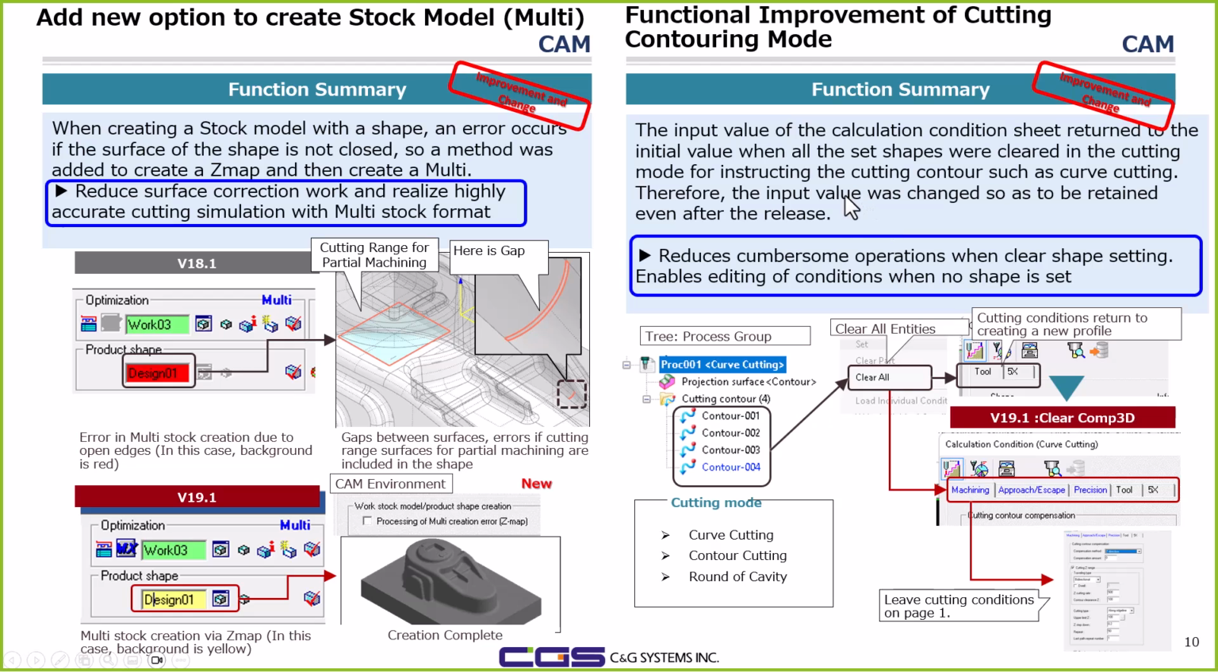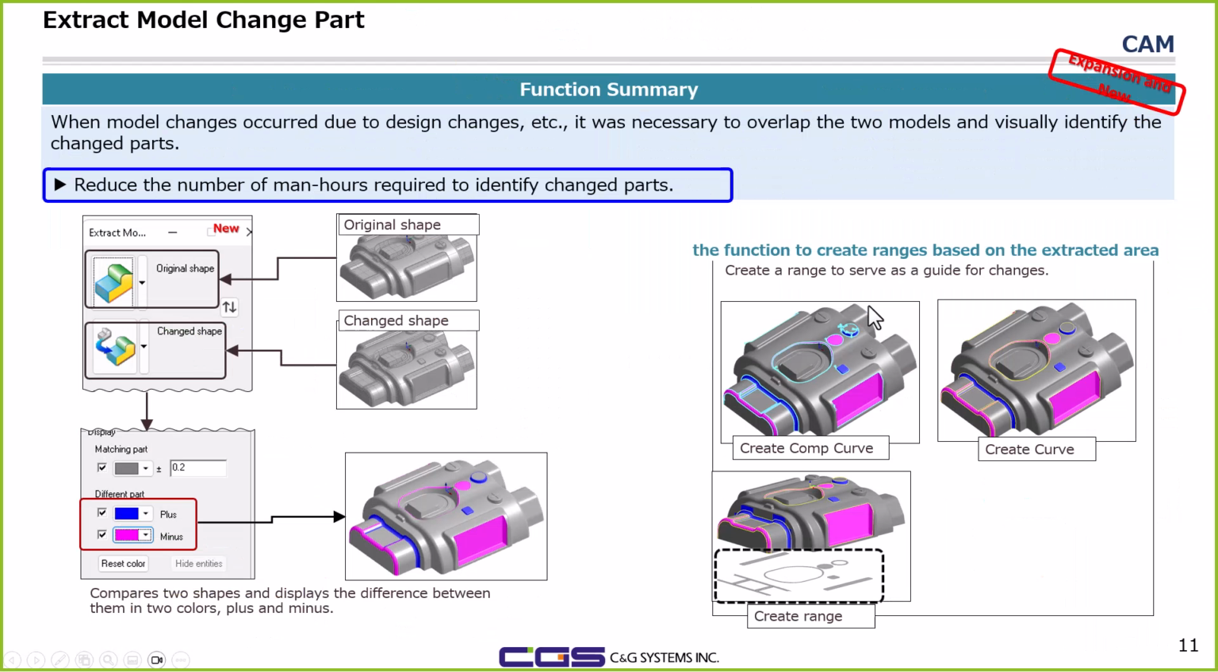Contour cutting. When you removed all the contours, it would revert back the page one to whatever the default is in CamTool. Now it will revert back to just whatever the page one is set at, so you don't have to re-enter all your values in.